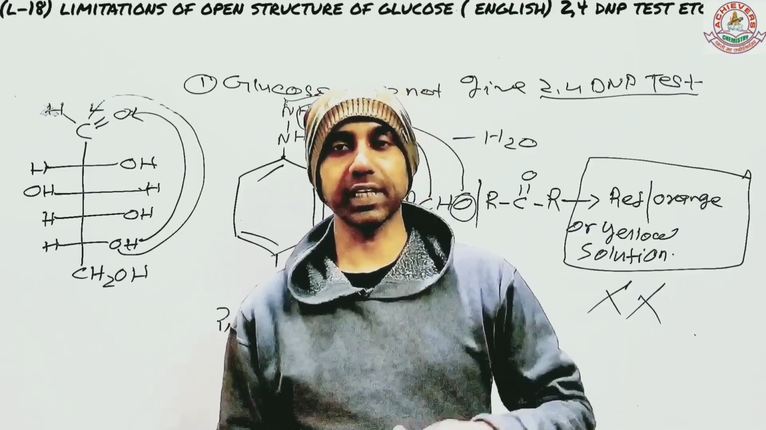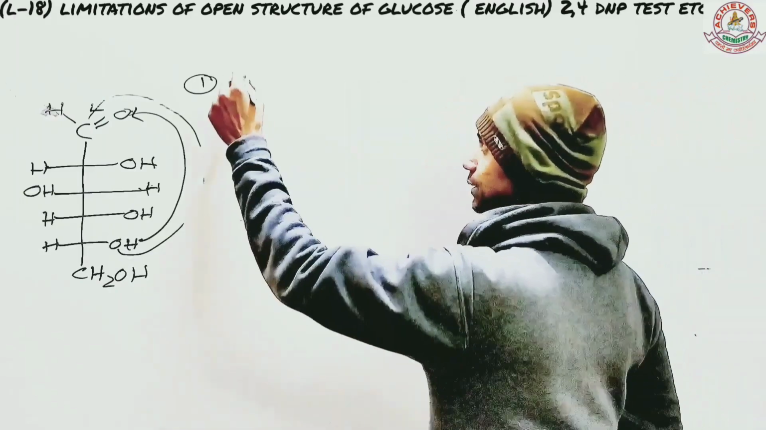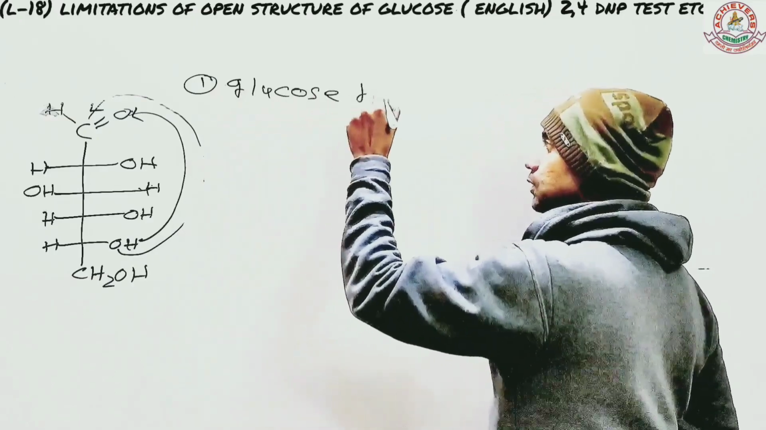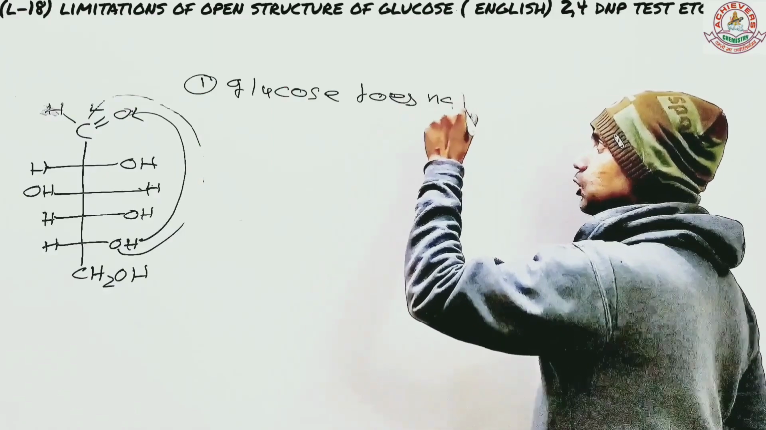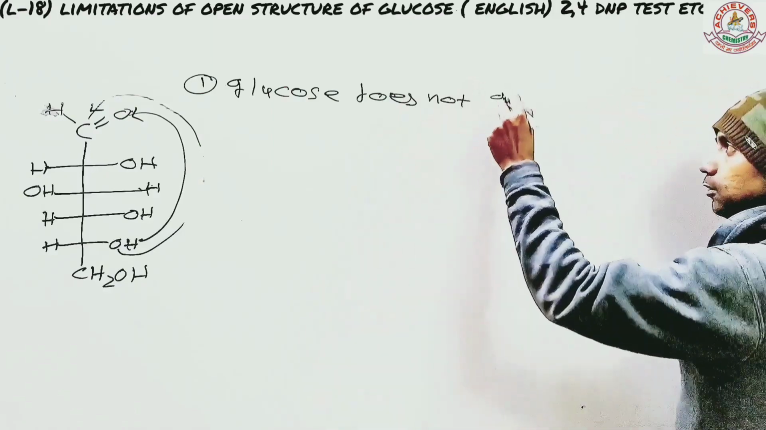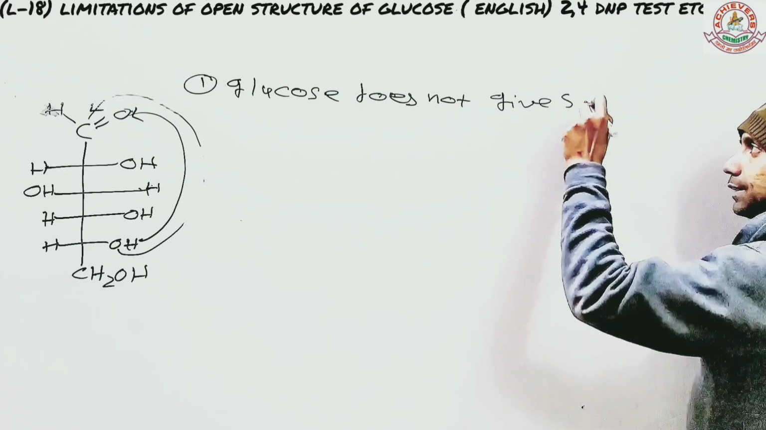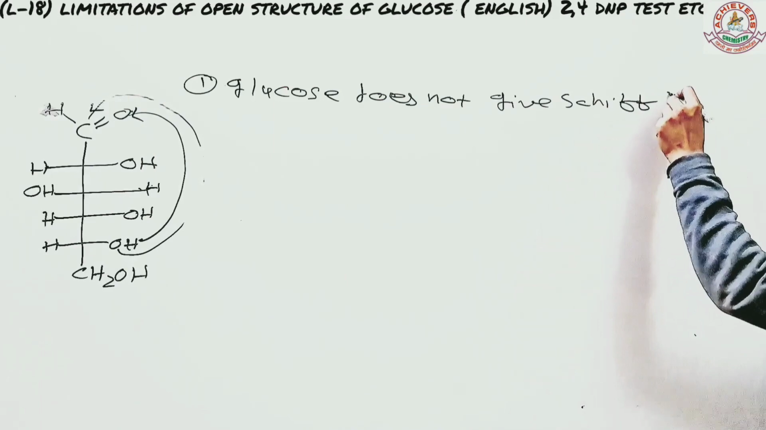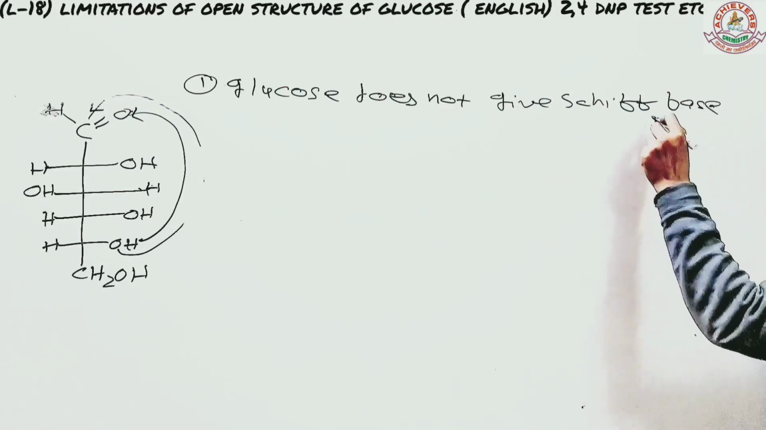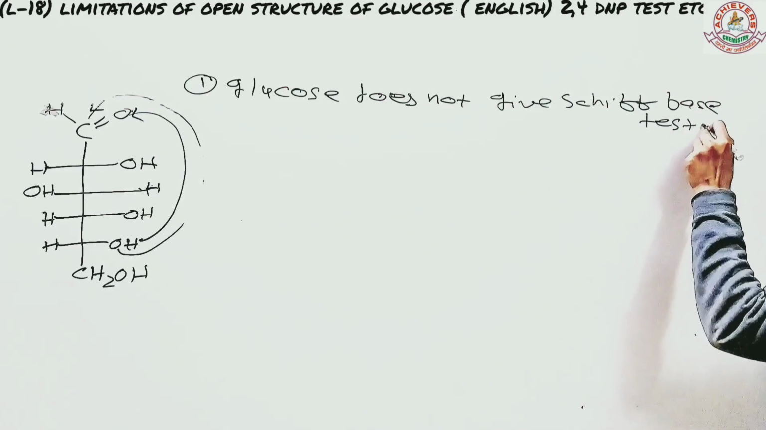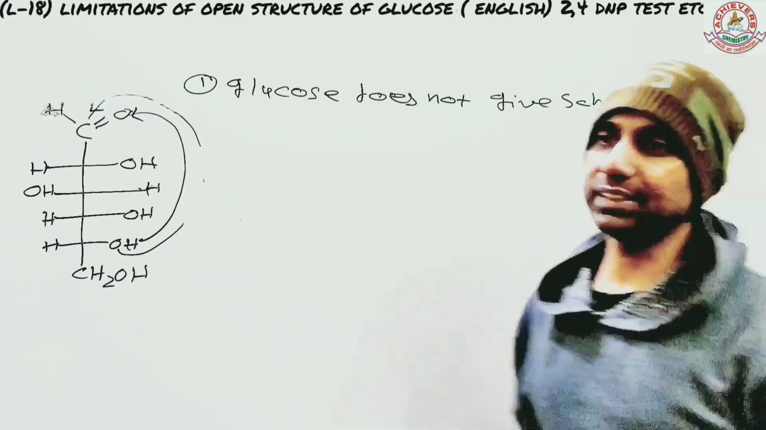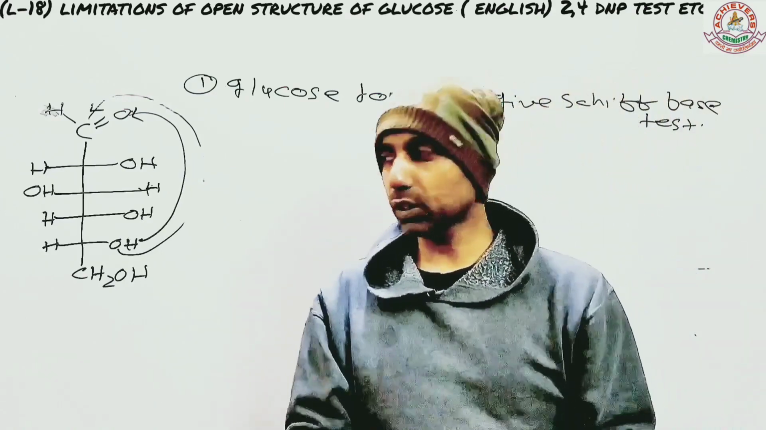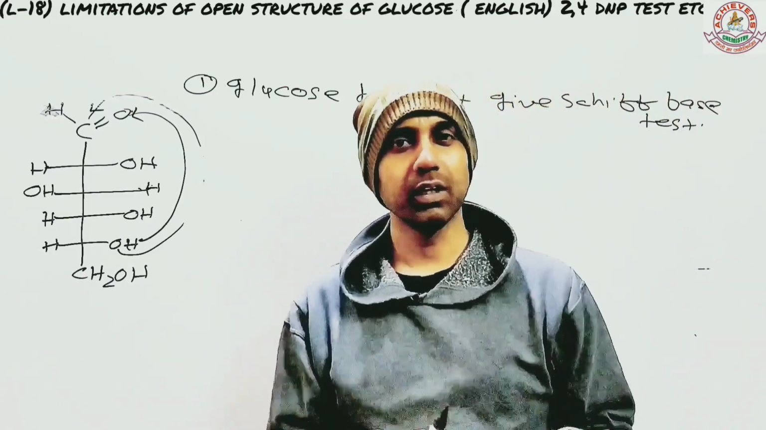Now let's talk about the second one. The second one is that glucose does not give the Schiff's base test. This is something new coming up for you. Now let's pay attention and find out what this is. The first thing I would say is that this Schiff's base is a huge compound, and I cannot draw it right here because it might spoil so much time.